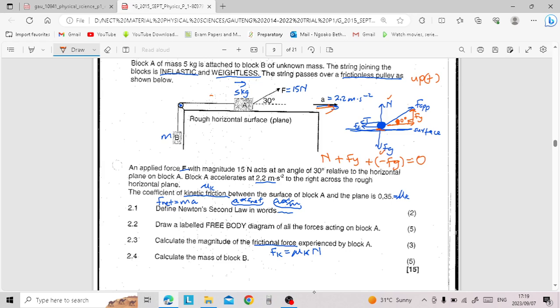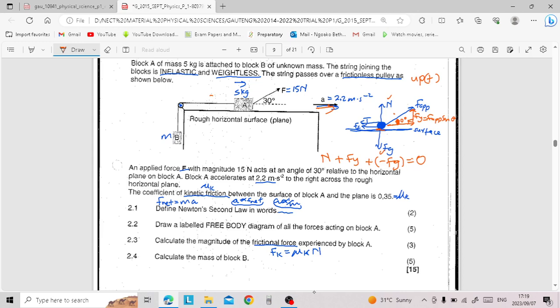Then the Fy component is equal to the force applied multiplied by sine of theta. So we use the opposite over the hypotenuse. Because the F applied is this one and the opposite is this one, we use this ratio.